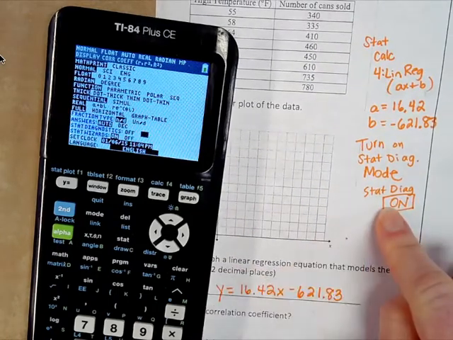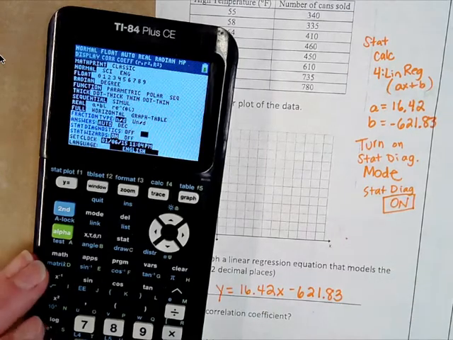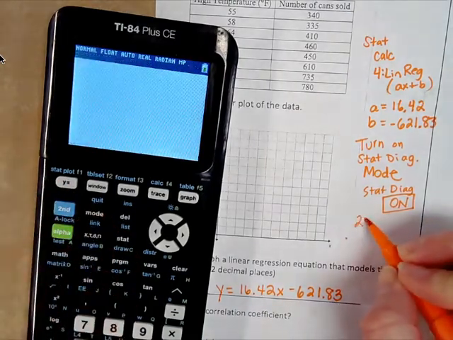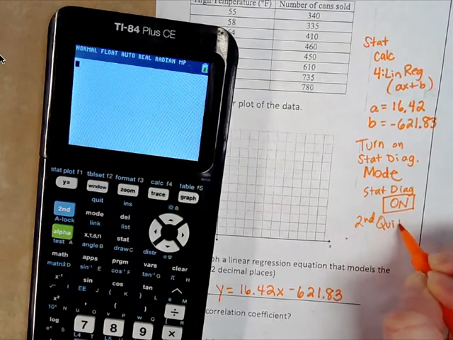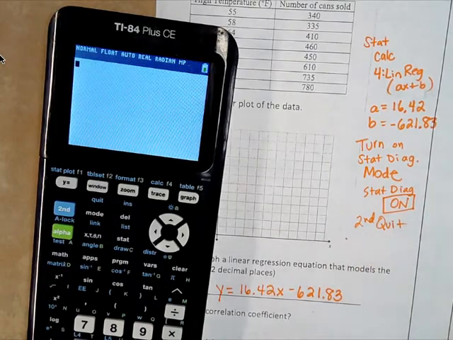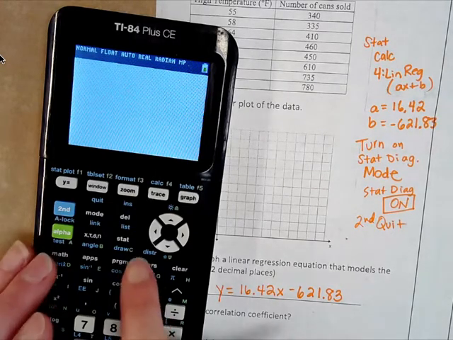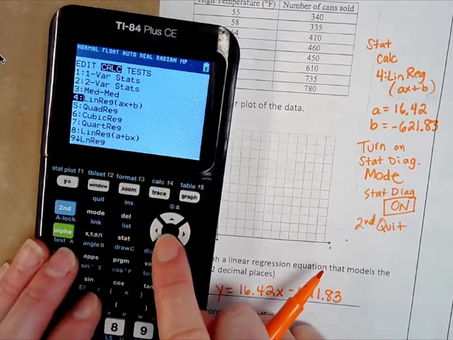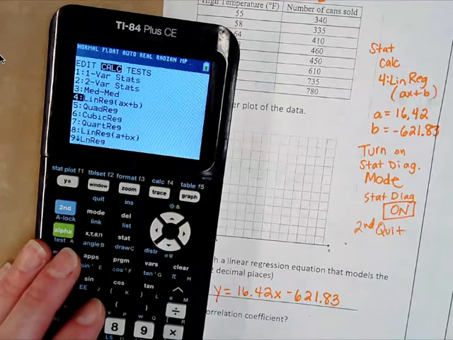So I'm putting reminders over here to the side. Turn on. Now go second quit to get out of there. Don't clear your memory. If you clear your memory, it won't work. Second quit will get you out of any program or tool or anything like that. Do second quit. Now go back to stat, over to calculate. Number 4 for linear regression.